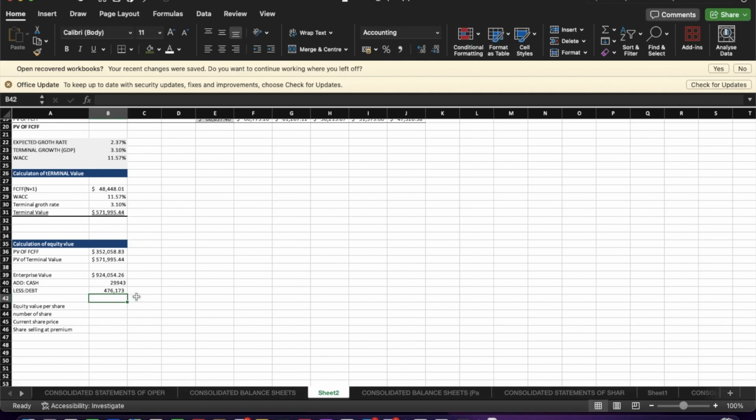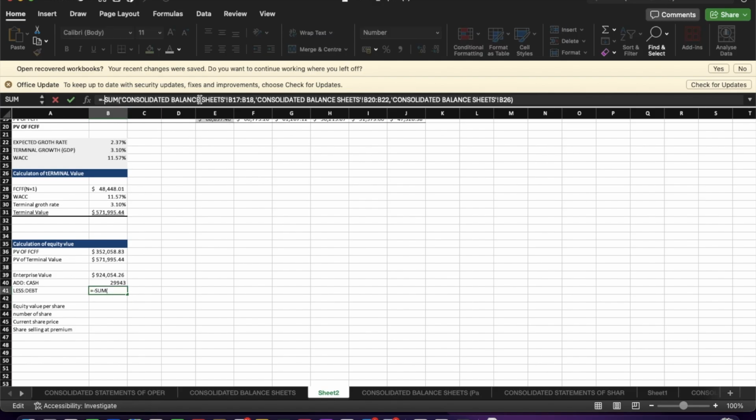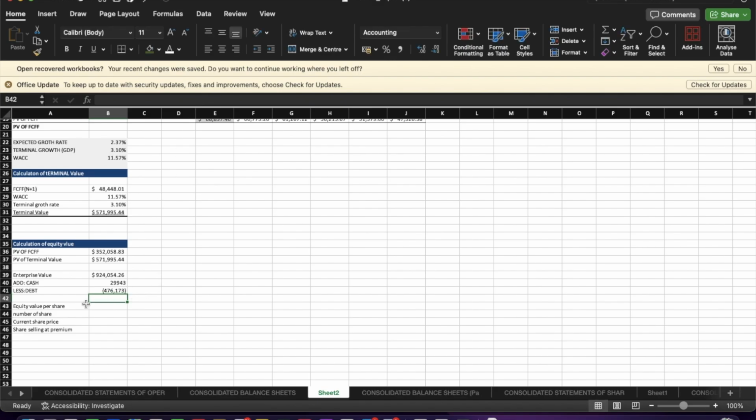It would be easy if you always have the balance sheet next to your DCF valuation, so you'll easily get the number all the time, not jump on another sheet, another Excel file.